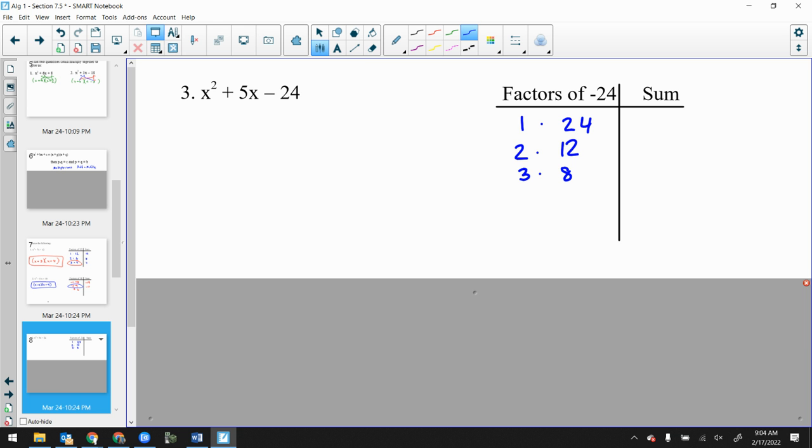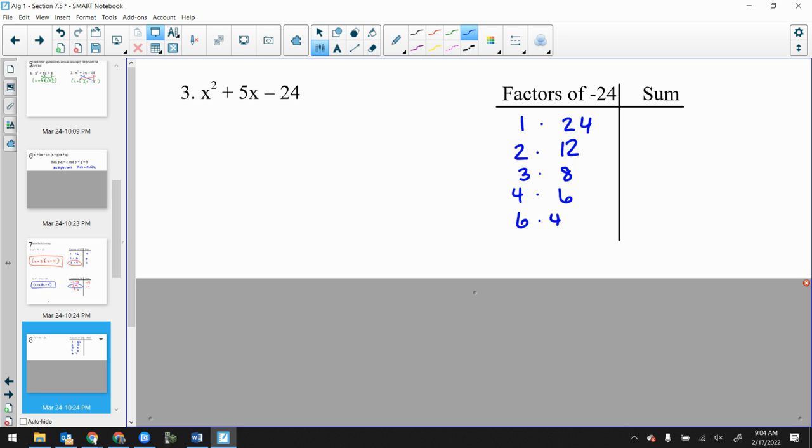Now, how am I getting those numbers? In my head, I'm just going, okay, 24 divided by 2, it's 12. 24 divided by 3, it's 8. 24 divided by 4, 6. 24 divided by 5, doesn't work. 24 divided by 6, 4. Okay, so now I'm wrapping around again.